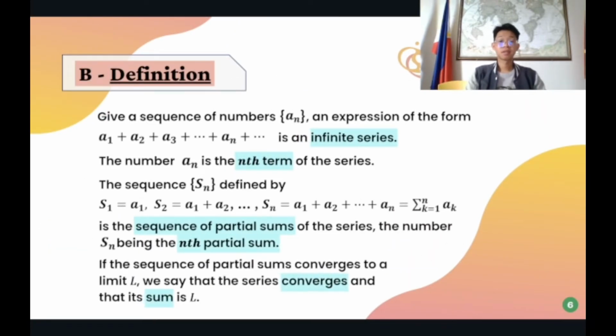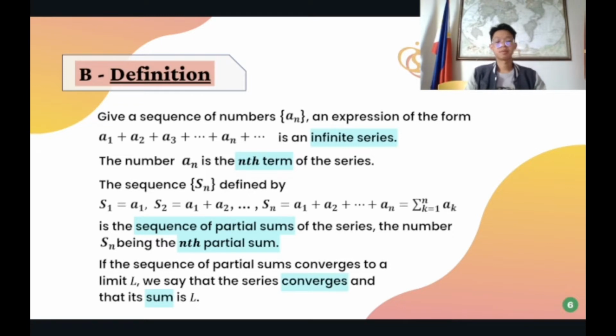B, the definitions. Given a sequence of numbers an, an expression of the form a1 plus a2 plus a3 plus ... plus an plus ... is an infinite series. The number an is the nth term of the series. The sequence Sn is defined by S1 equals a1, S2 equals a1 plus a2, Sn equals a1 plus a2 plus ... plus an equals the sum of ak from k equals 1 to n. It is the sequence of partial sums of the series, the numbers Sn being the nth partial sums.